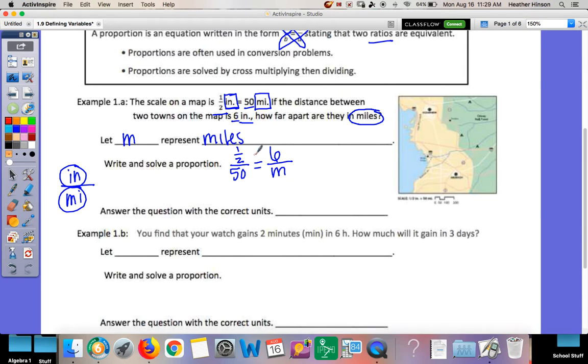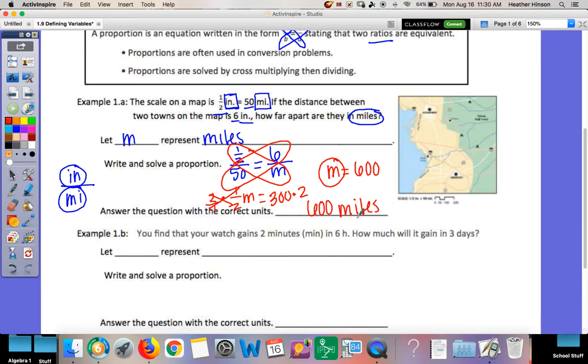So we can cross multiply anytime you have a proportion. So 1/2 m equals 300. And then remember, fractions like this, 1/2, that's just division. So to do the opposite, we multiply by 2, or you can do the reciprocal 2/1, which is still just 2. So 300 times 2 gives us 600. That is m, so this is 600 miles.